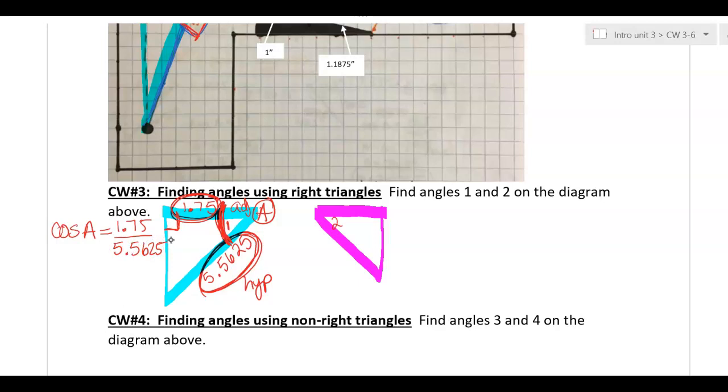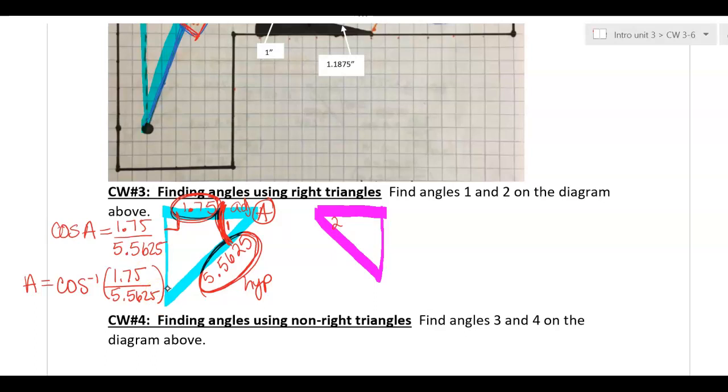And how do I finish solving this? I actually had this question during tutorial several times today. How do we finish solving for an angle when it's the missing piece of the equation like this? The inverse cosine, okay? So angle A is going to be equal to the inverse cosine of that ratio. So that's what you would put into your calculator.